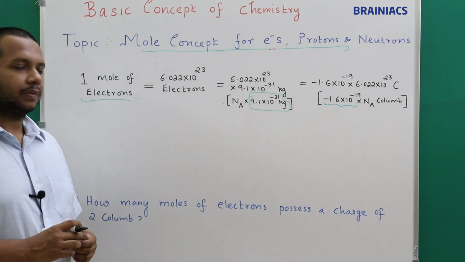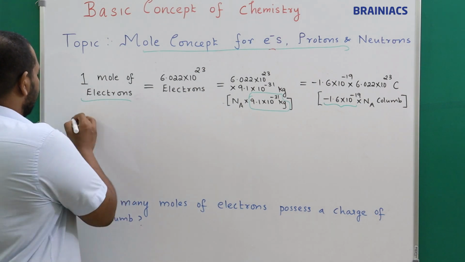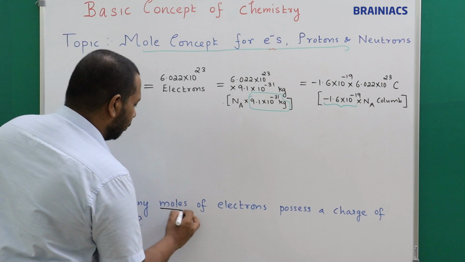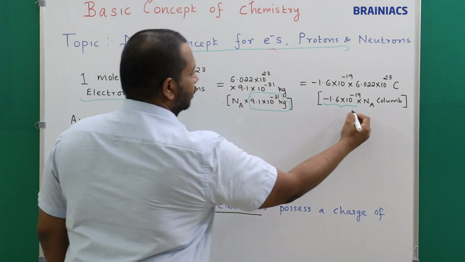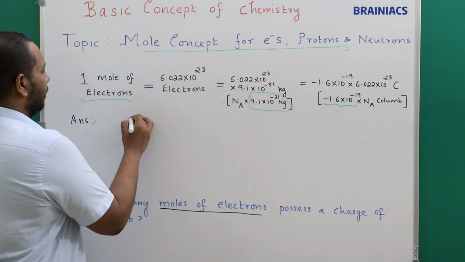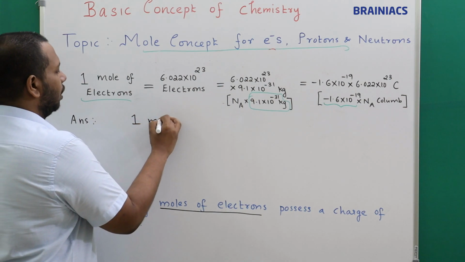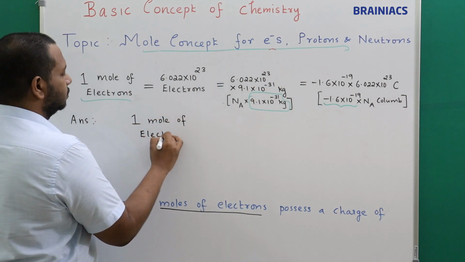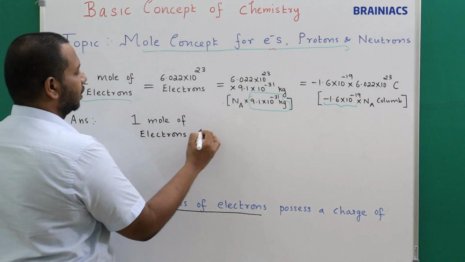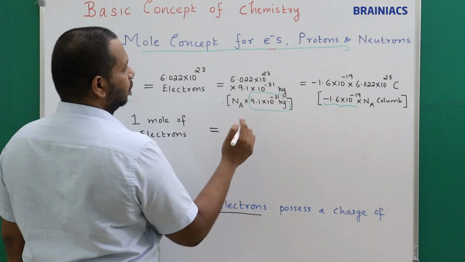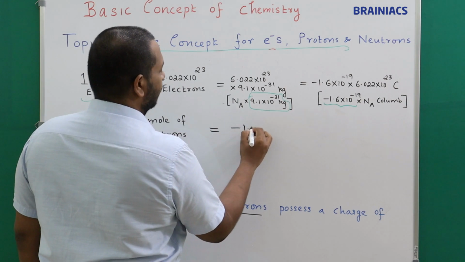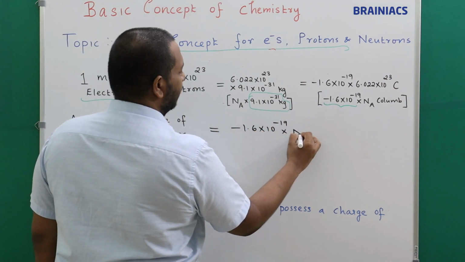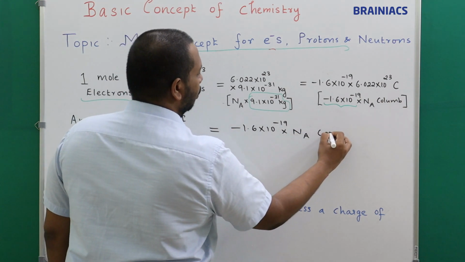This is the question. I know this is linked between the number of moles of electrons and charge. So I will write the fundamental relationship. 1 mole of electrons has a charge of minus 1.6 into 10 power minus 19 into Na coulomb.